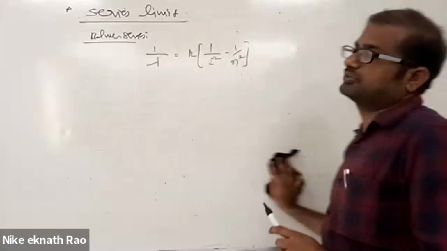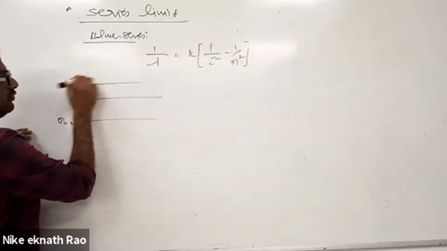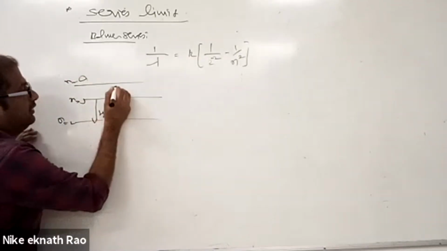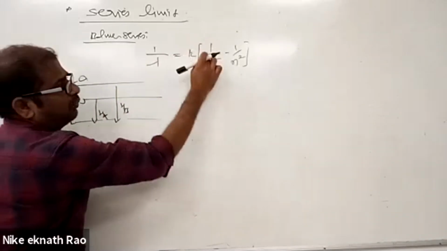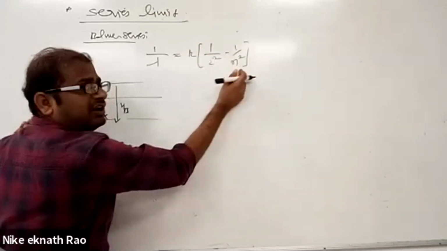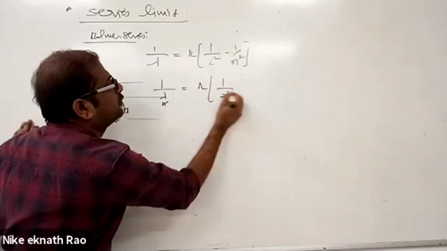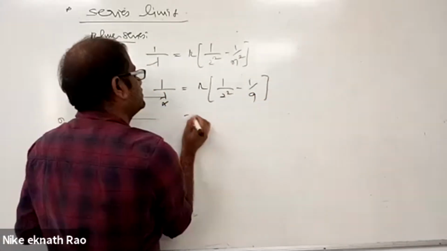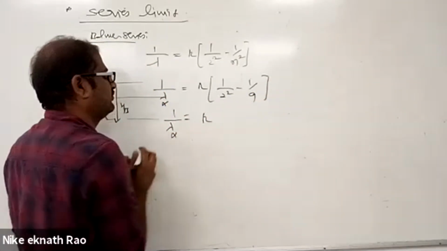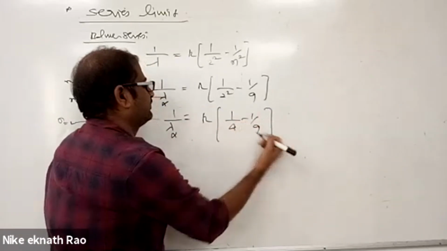In the Balmer series, H alpha means the first line. In the Balmer series, n final is equal to 2, and n initial is 3, 4 and so on. 3 to 2 is called H alpha, 4 to 2 is called H beta. Balmer series: 1 by lambda equals R into 1 by nf square minus 1 by ni square, with nf equal to 2. So for the H alpha line, 1 by lambda alpha equals R into 1 by 2 square minus 1 by 3 square, which becomes R into 1 by 4 minus 1 by 9 for hydrogen.